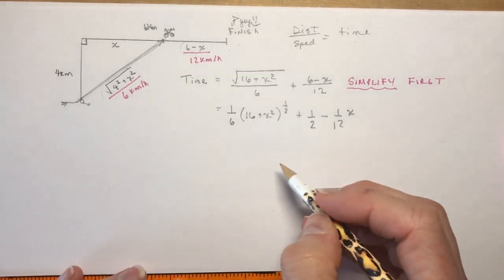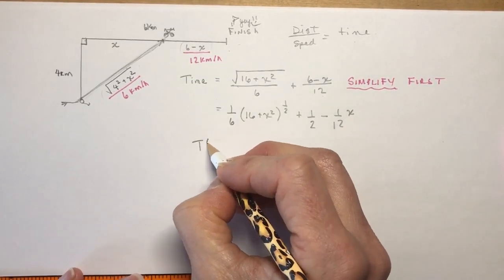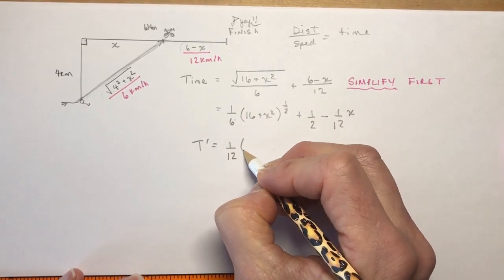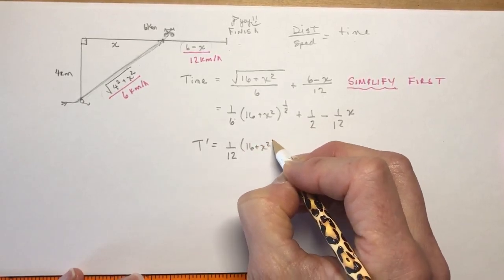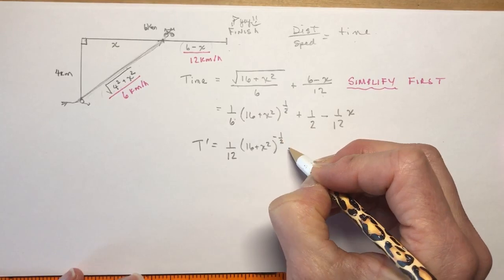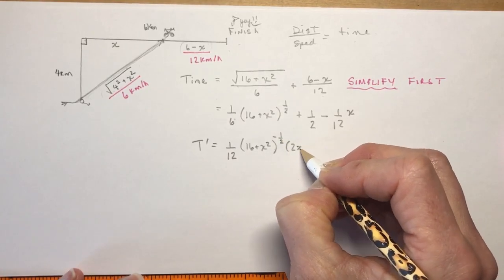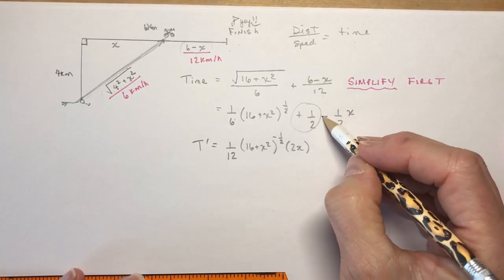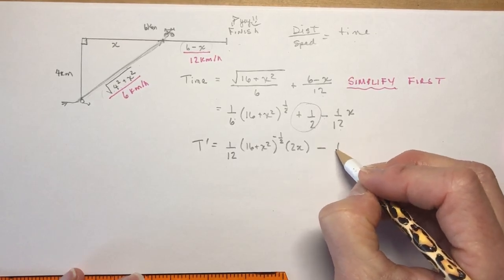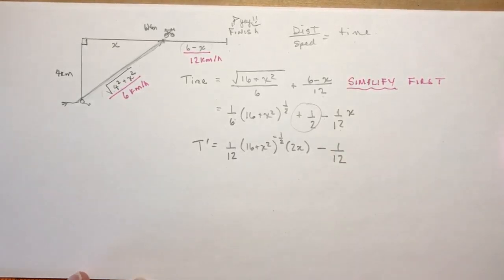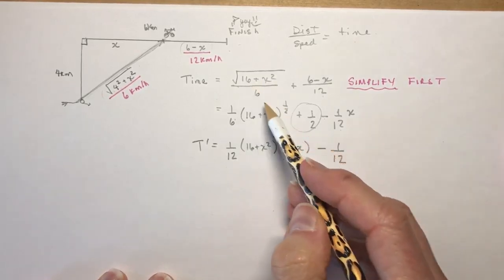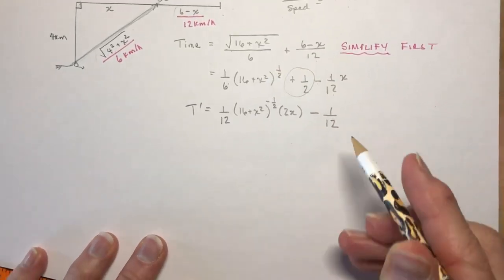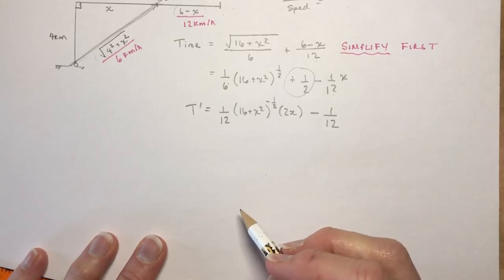And I think you can see that this is going to make your life much easier. So if I do T prime now, I do a half times a 6th is a 12th. And I have 16 plus x squared, reduce the exponent by 1, and multiply by the derivative of the inside, which is 2x. The derivative of a half is 0, and the derivative of minus 1/12 x is simply minus 1/12. Now see how much easier that is rather than trying to take the derivative of it in this format? Make your life easy. You can do this. It's easy. Once you've done several of them, you'll have no problem.